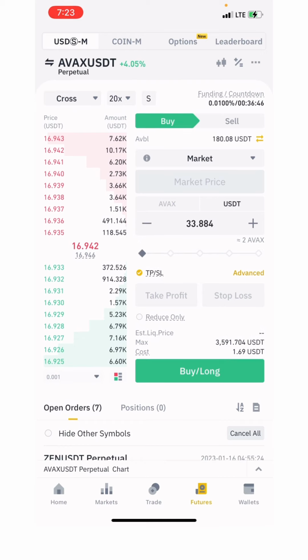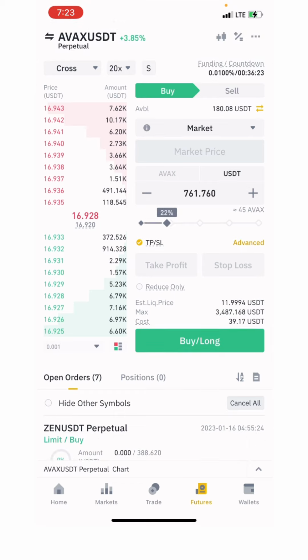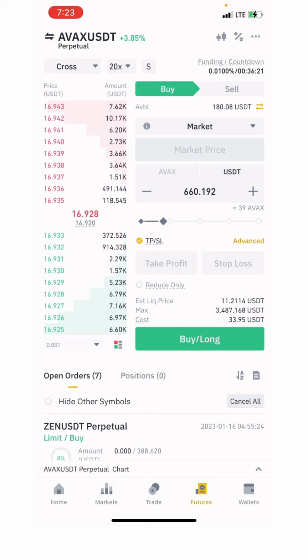So I'm saying that if your account is less than $100, your maximum should be $15 of lot size. But if your account is more than $100, you can even input 20 or 30. So right now I have 180 USDT in my account. So let's say I was going to trade this. I'll just drag it here to 30.